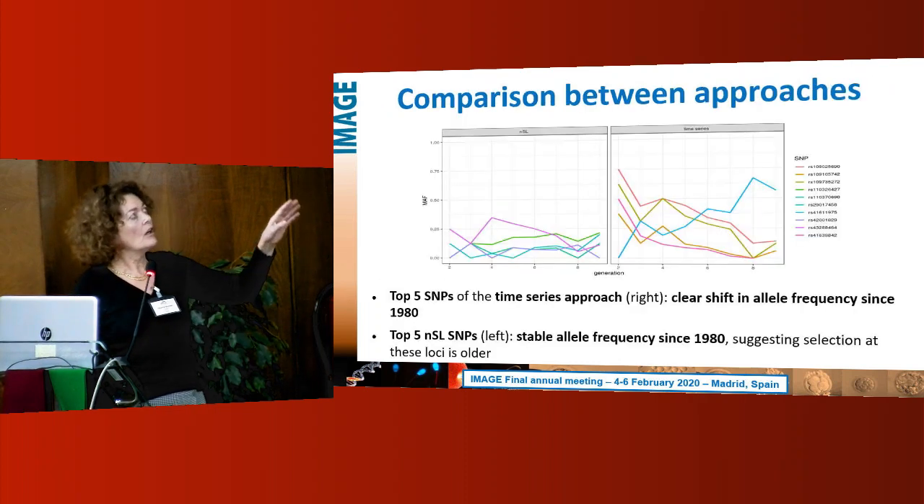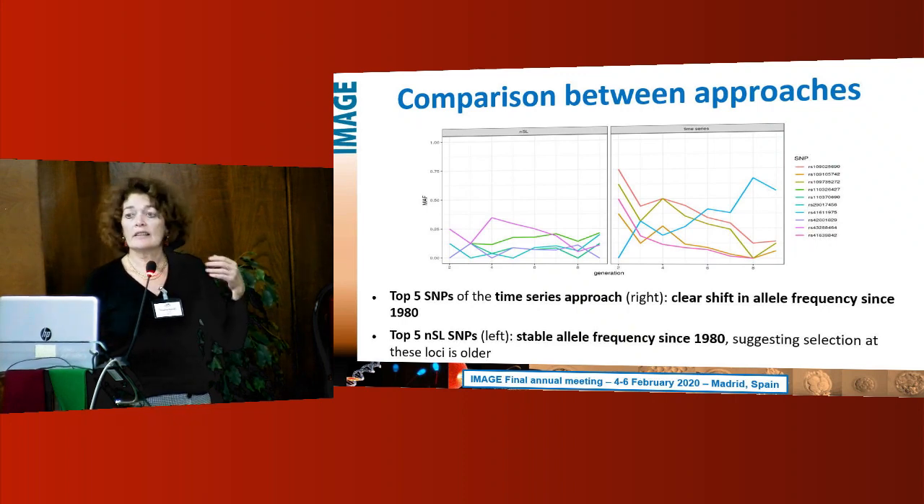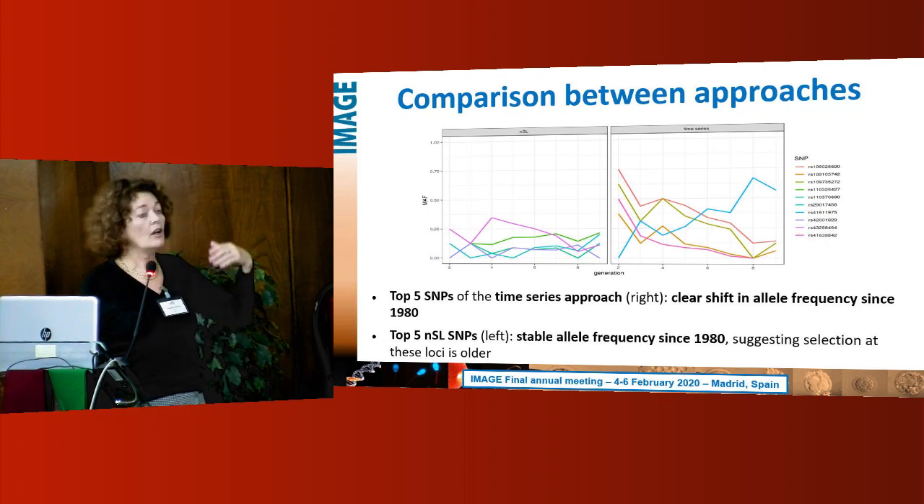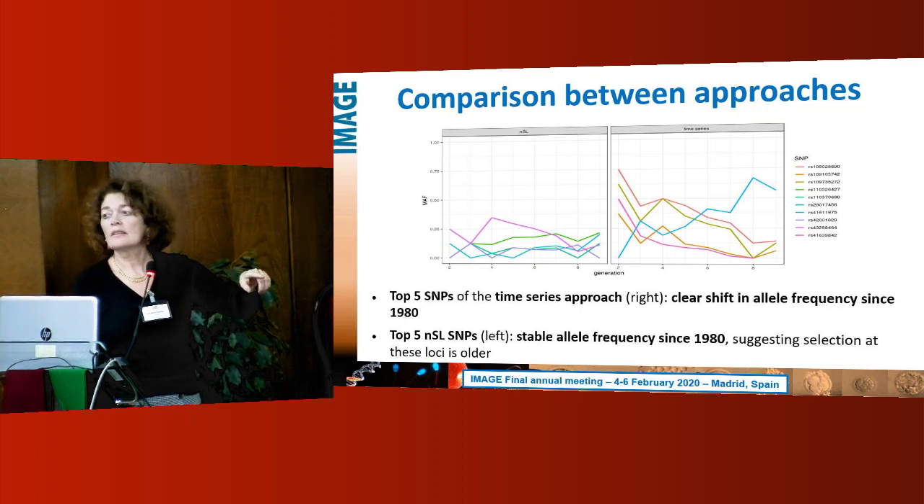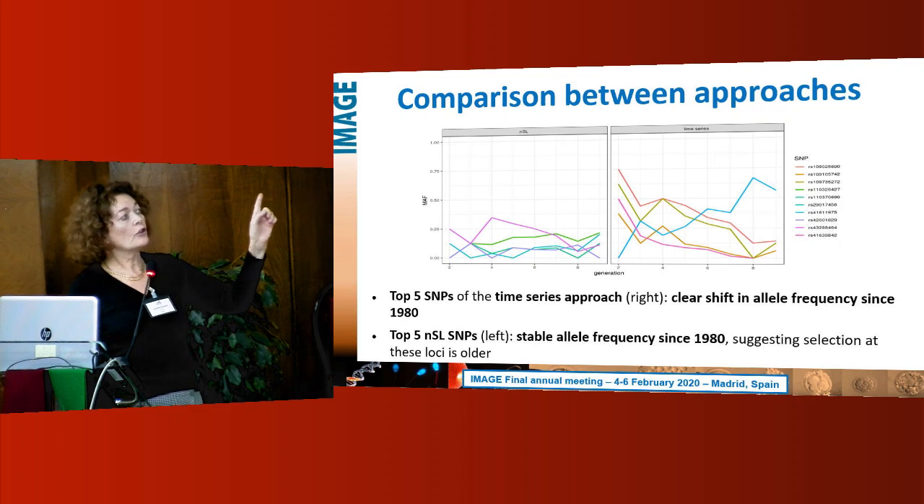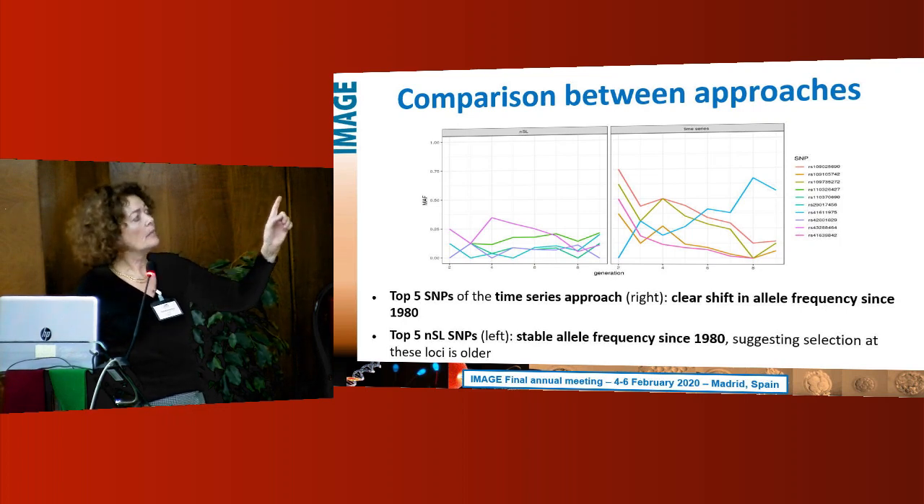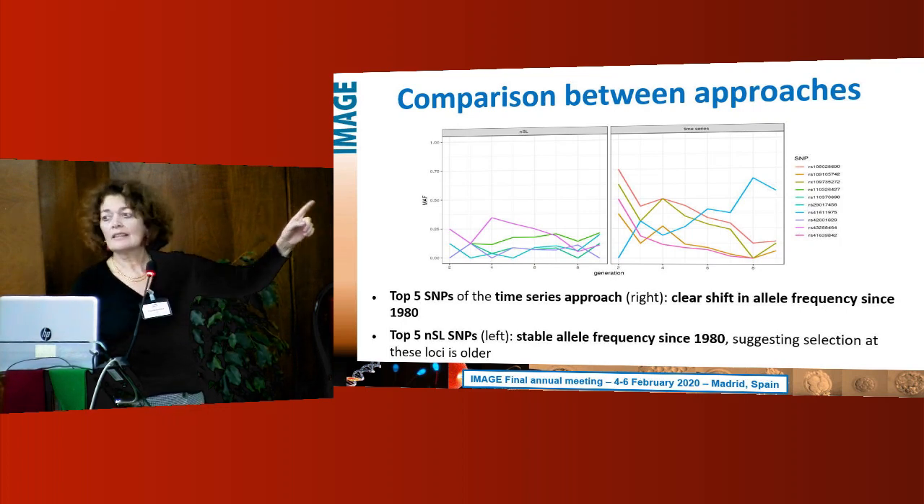I'm ending now. Just a comparison between the two approaches. If we take the very high signals we have found in the NSL statistics and in the time series, NSL on the left and time series model, and we look all over the time, we can see that those of old selection have no or very slight variation.